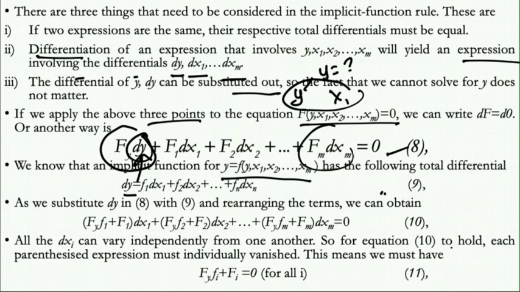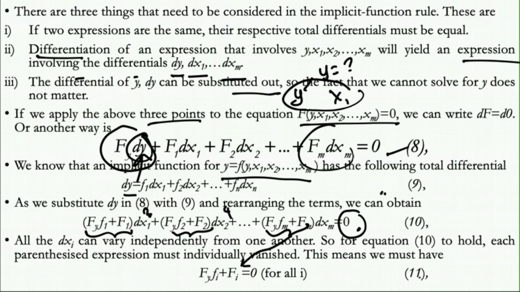So for equation 10 to hold, each parenthesized expression must vanish. Because dx1, dx2, dx3 can vary, let's say dx1 is 3, this one is 4, this one is 5 and whatnot, but the whole summation here must be equal to 0. If the whole summation must be equal to 0, that means what? This thing and this thing here must equal 0 for all i, isn't it? Otherwise, you cannot maintain this 0 value. So for equation 10 to hold, each parenthesized expression must individually vanish.